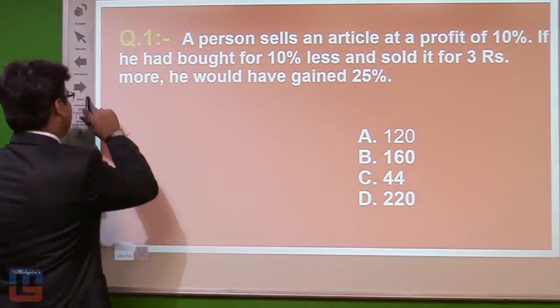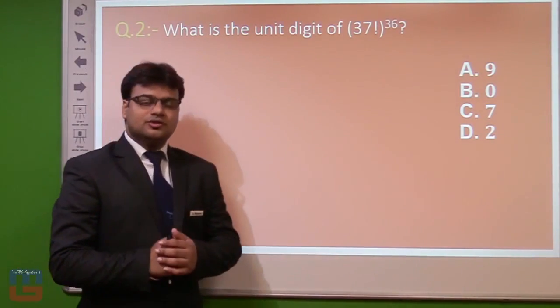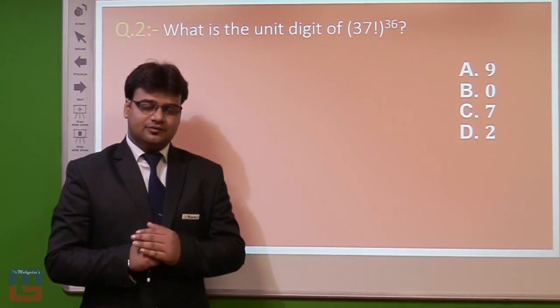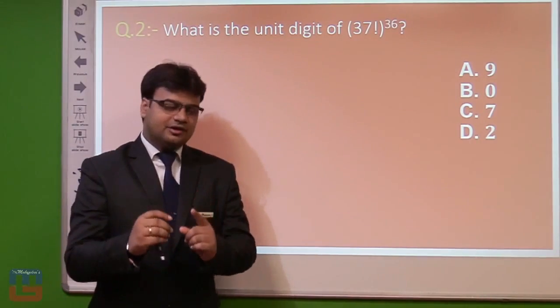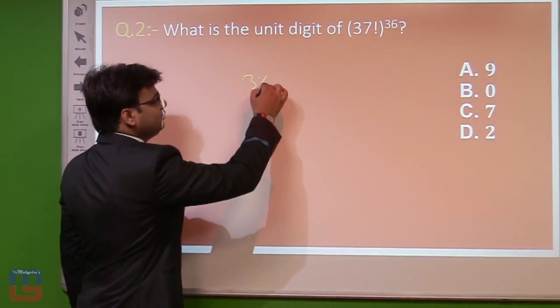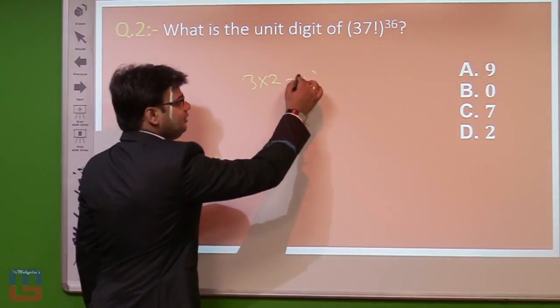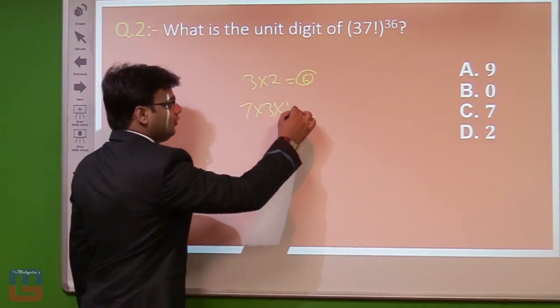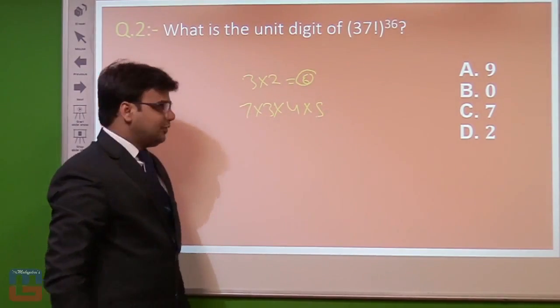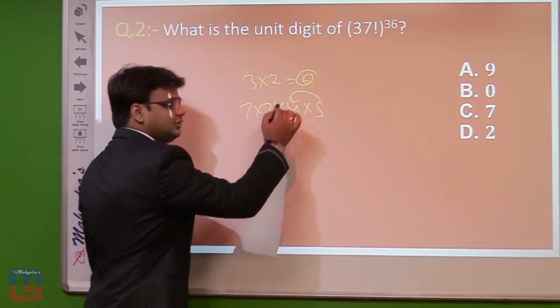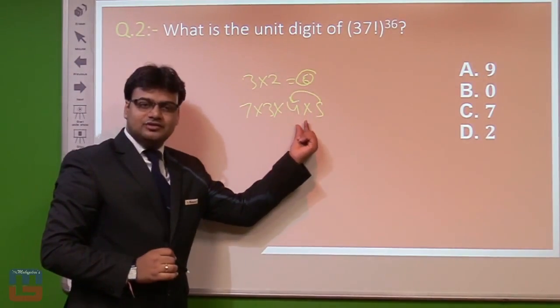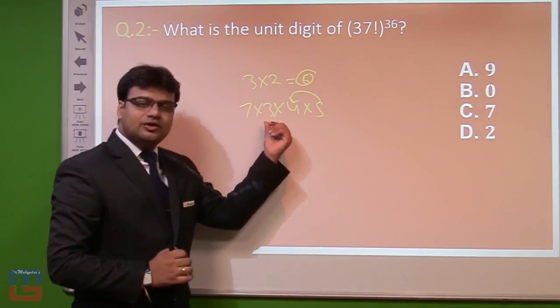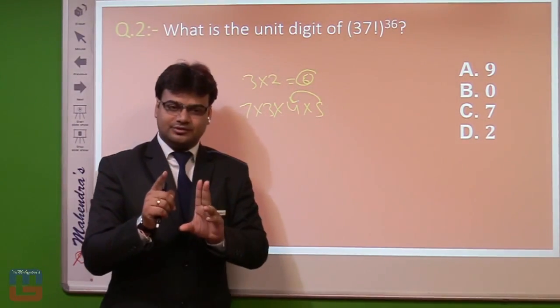Let's check the next question. This question is based on unit digit. We know the unit digit in the case of multiplication. Suppose 3 into 2, that means 6, its unit place is 6. Similarly, if 7 into 3 into 4 into 5, if you multiply 5 into 4, that means 20, its unit place is 0. When multiplied, surely the unit place 0 comes.